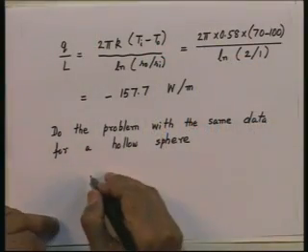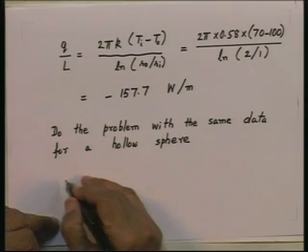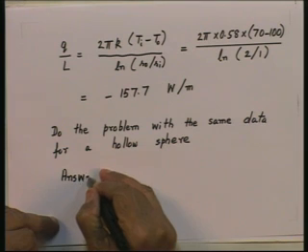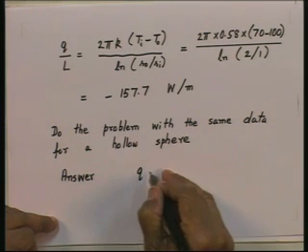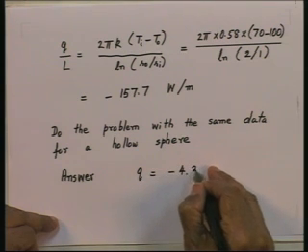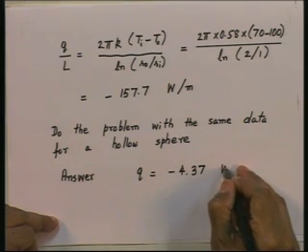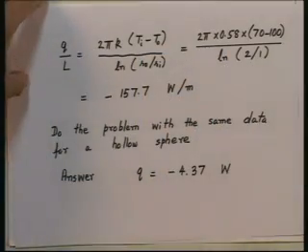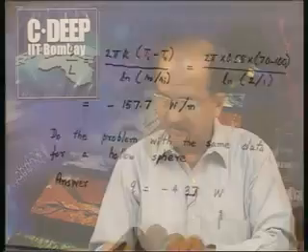What is Q? I want you to do this on your own. If you do this problem on your own, the answer you should get is Q is equal to minus 4.37 watts. So, please do this problem, which is an extension of what I just did, on your own. For a spherical situation, you should get this answer. Mind you, again the negative sign is because heat is flowing radially inwards. That is the reason for the negative sign.